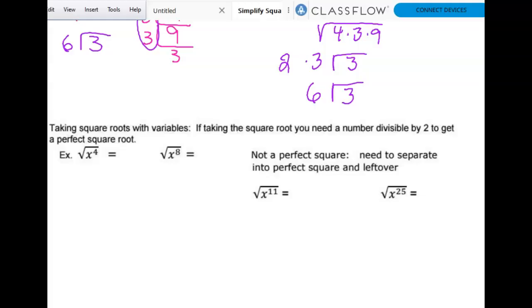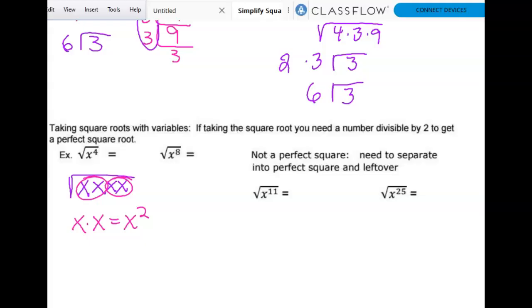So if I do this with variables, if I have 4 x's, how many pairs do I have? I have this one and this one, so I have x times x, which gives me x squared. But I also want you to see, because we can't draw out 11 x's, right? We don't have time for that.